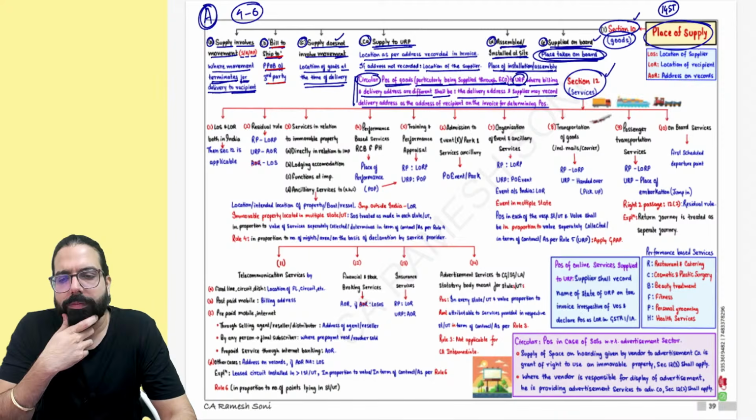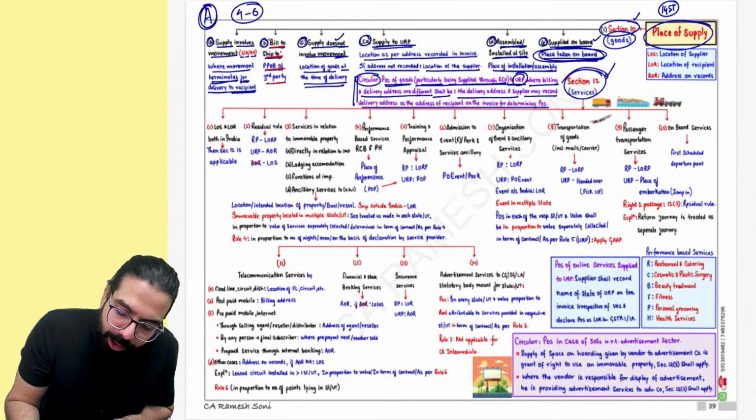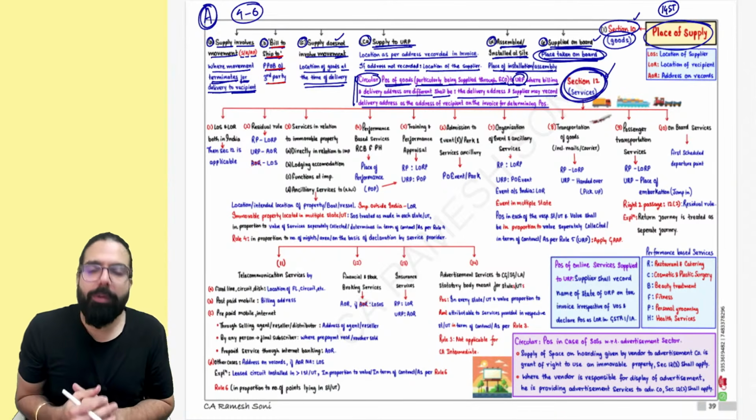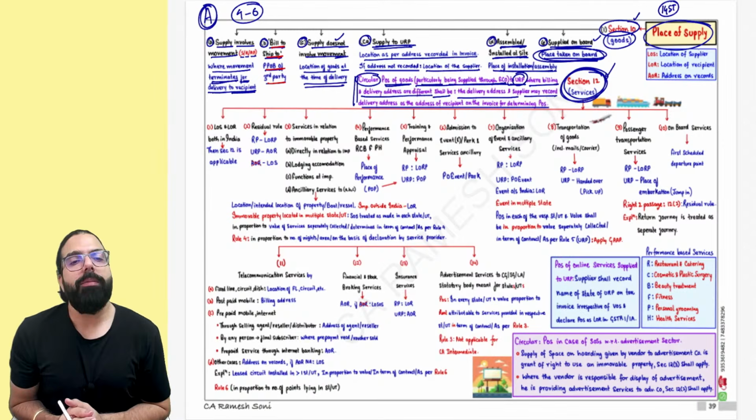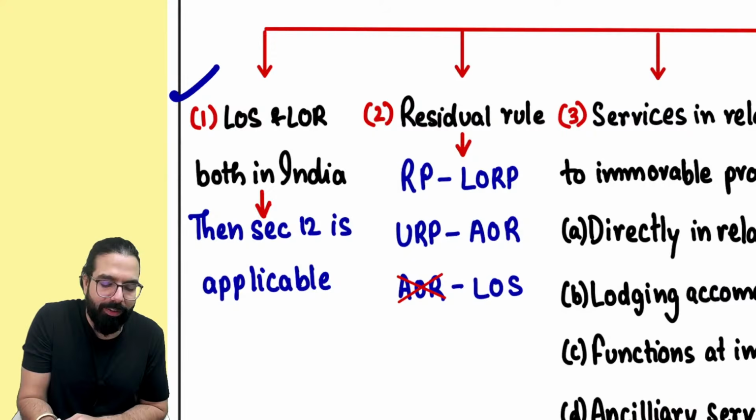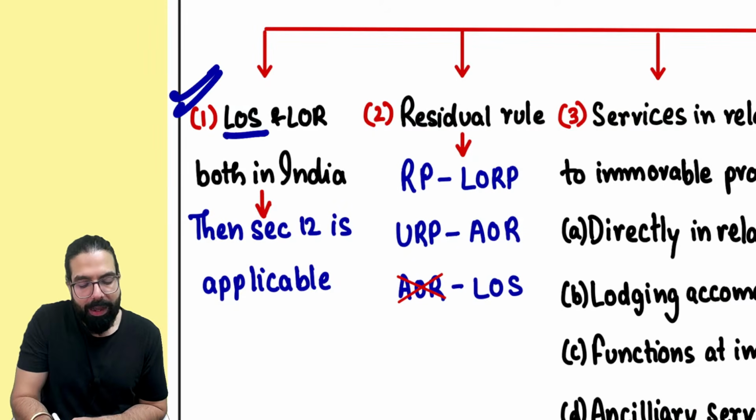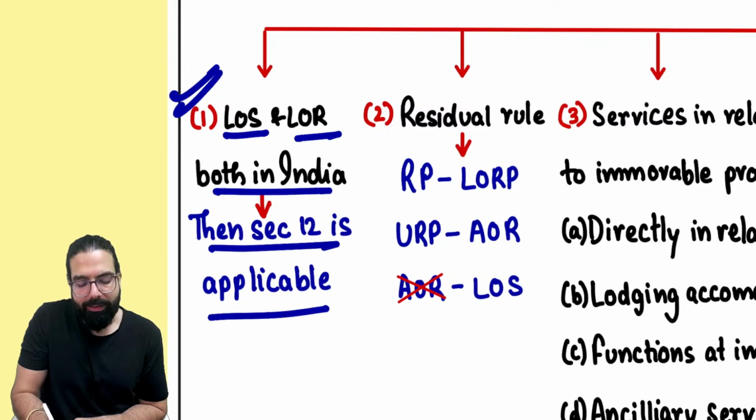Okay, can we continue now? Yes, sir. Let's continue with section number 12 now. Section number 12 talks about services. Section number 12, one goes ahead and says, when is section number 12 applicable? Section number 12 is applicable only when the supplier and recipient both are in India. Then section number 12 is applicable.